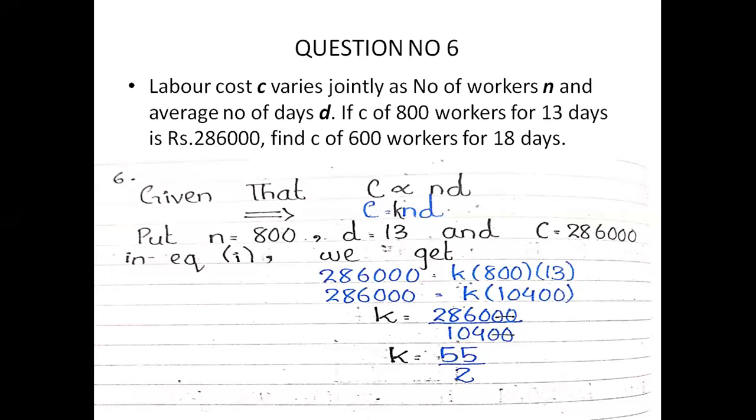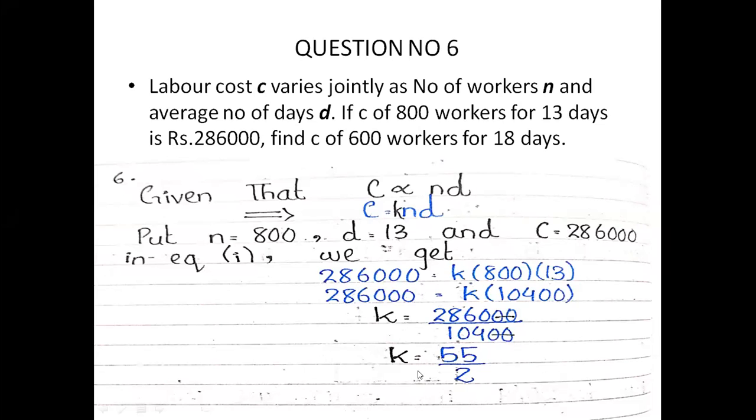We have all these three values. We are going to put them in equation number 1. This is equation number 1. C is equal to this value, then we have K, N is equal to 800, and D is equal to 13. Multiplying these quantities, we get 10,400. Dividing this value with this quantity over here, we get 55.2.